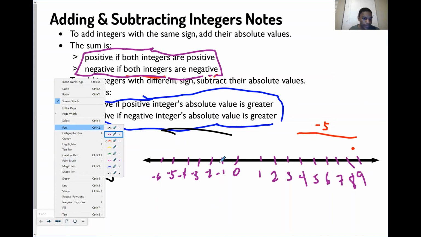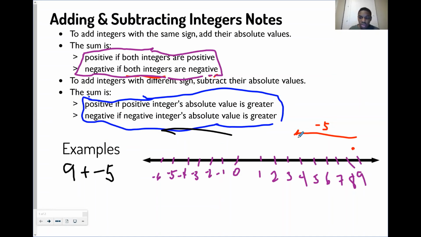So for my visual learners, there you go. That's your answer. It's 4. You're like, how did you get 4? Well, I started at 9, which is right here, and I went back five on the number line. So your answer is 4. Now, if you put -4, you're doing it wrong. That's incorrect.